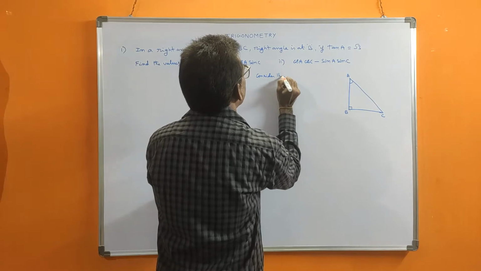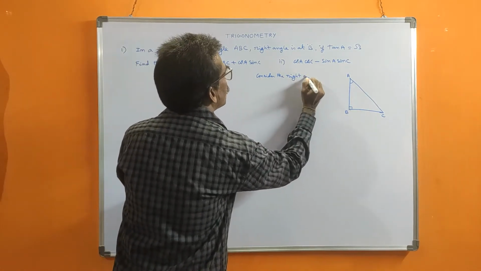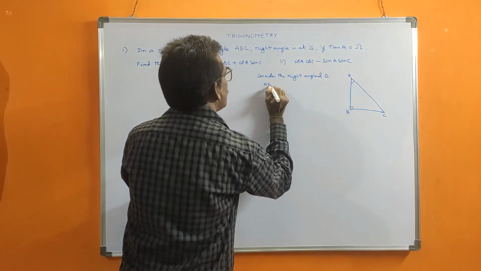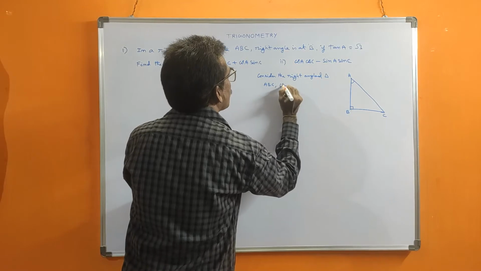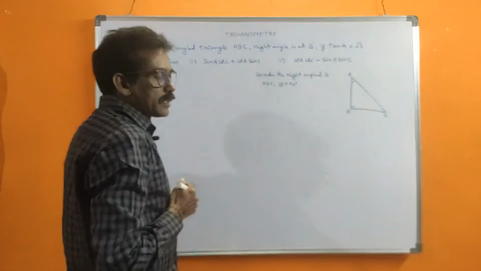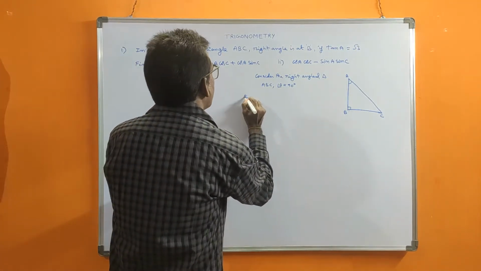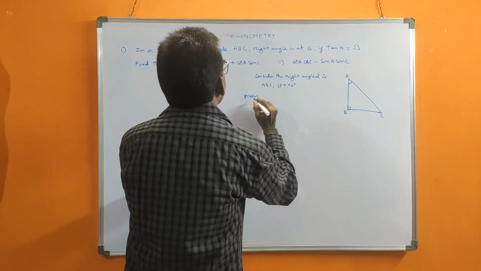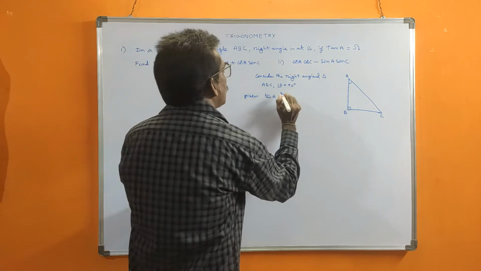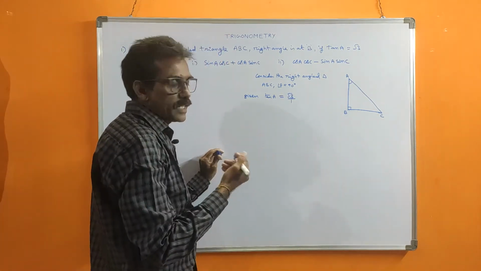Consider the right angled triangle ABC. Angle B is equal to 90 degrees. Okay. Now, what is given here? Tan A is given. Tan A is equal to root 3. Root 3 means what? Root 3 by 1 we can write.